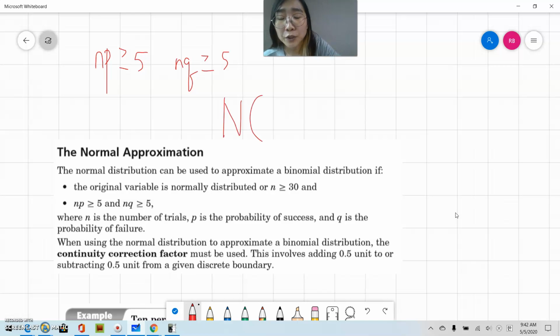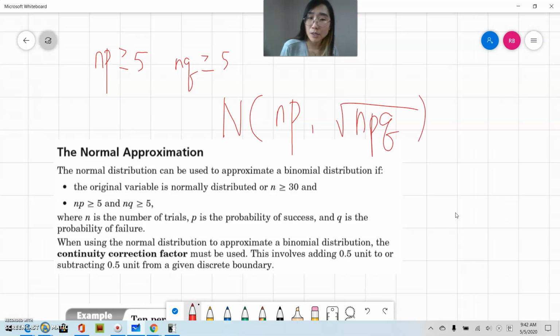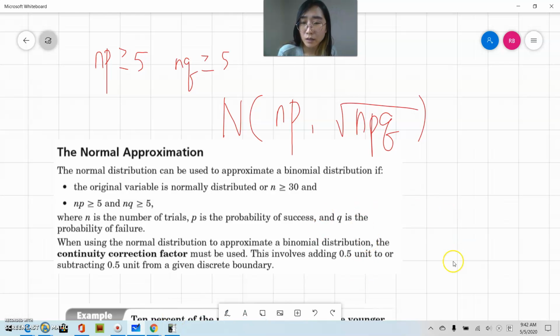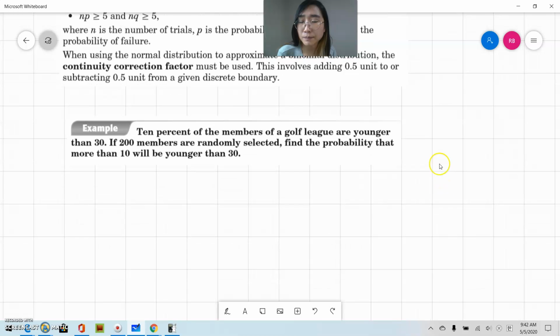And then your mean would be n times p, because that's your expected value. And then your standard deviation is the square root of npq. Okay, let's go to the example problem.